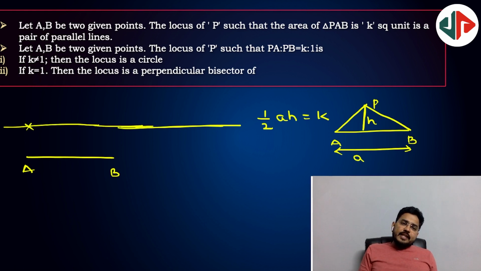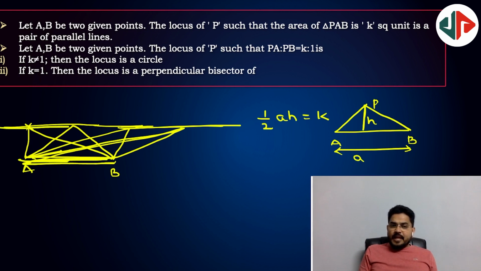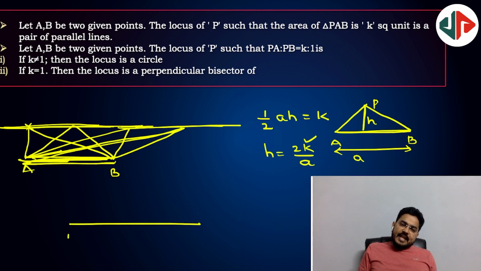So the area of this triangle, or this triangle, or anything, all these are the same, because the base of the triangle is fixed and the height is also fixed. So what happened? This P's height is equal to 2K by A units, where A is fixed and K is also fixed.